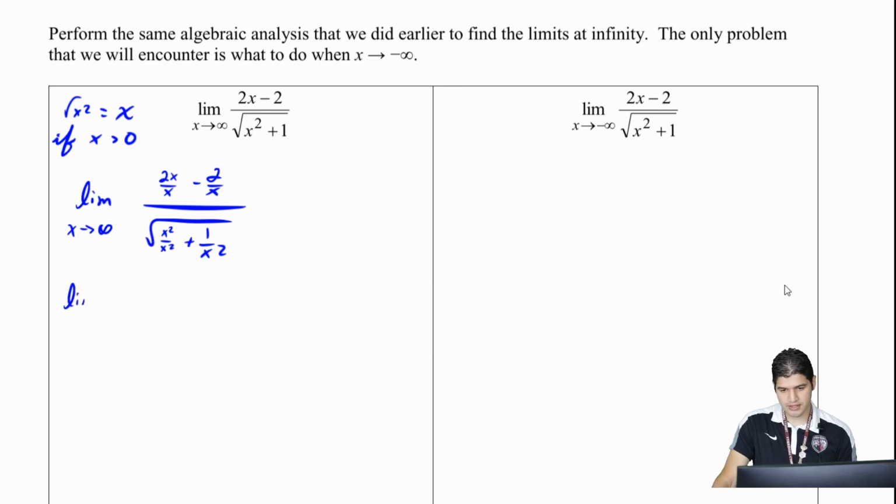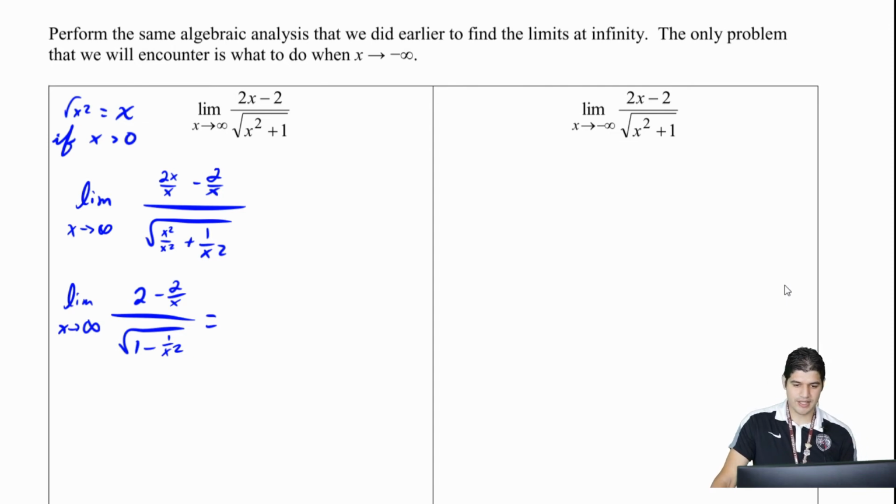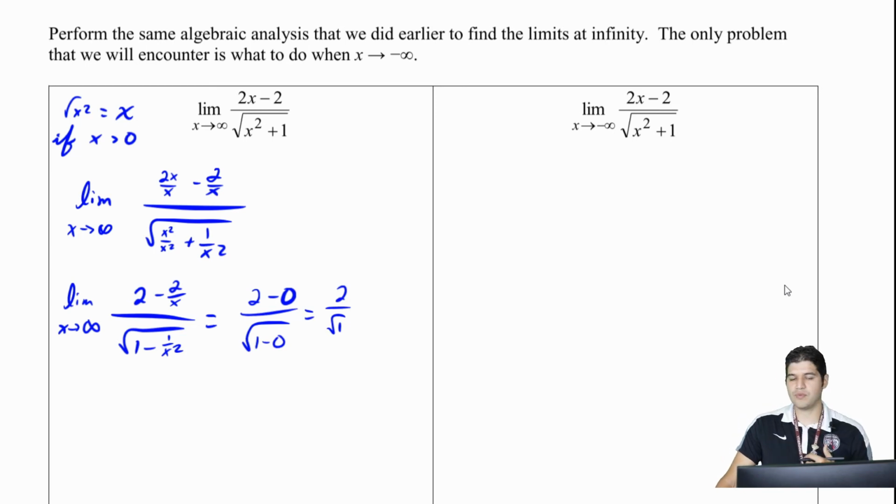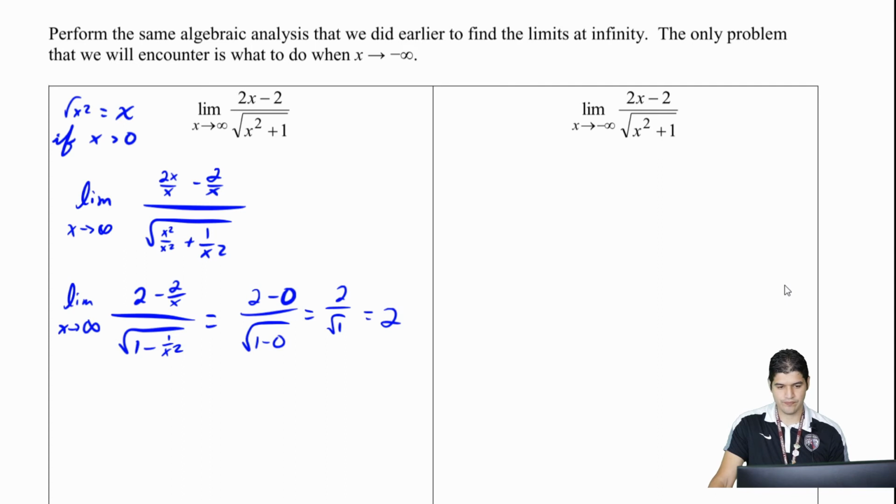Let's look at this further. So the limit as x approaches infinity, well, I get (2 - 2/x) over the square root of (1 - 1/x²). Now let's make my substitution. So I get 2 minus 0 over the square root of 1 minus 0. Or I get 2 over the square root of 1. Well, the square root of 1 is 1, so 2 over 1 is 2.